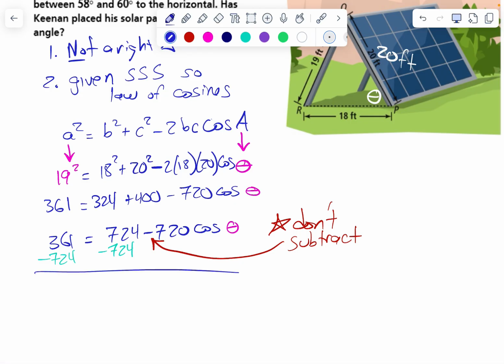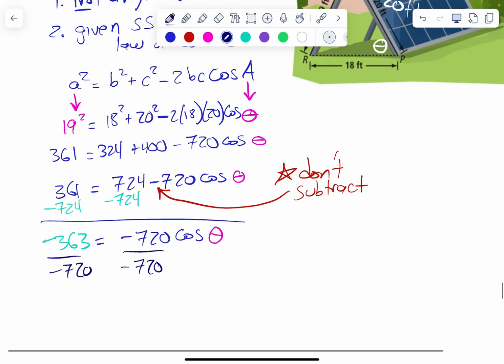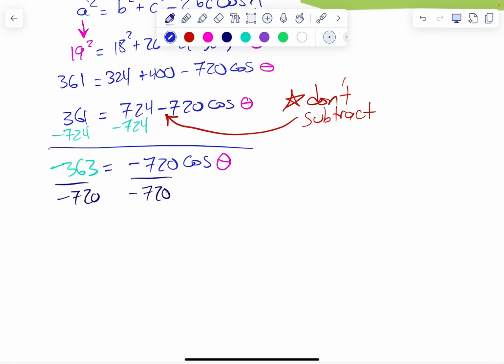And yesterday I mentioned that the other side, the left side, sometimes is negative, and that's totally fine. Can someone do that for us? 361 minus 724. Thanks. 360. Thank you. All right, and then let's divide the 720, the negative 720. And what do we get there? 0.5, 0.5 something.